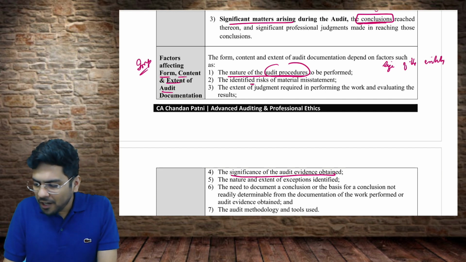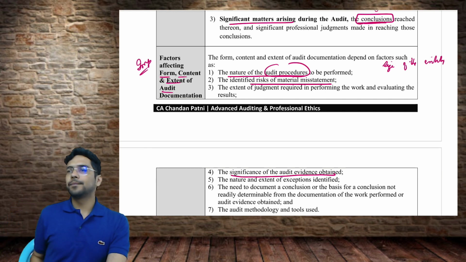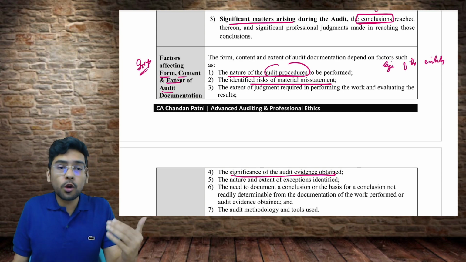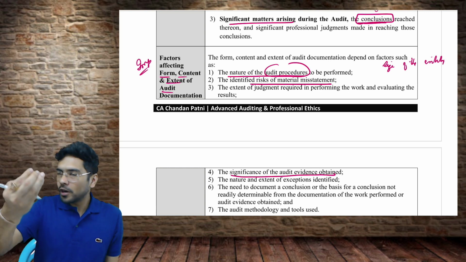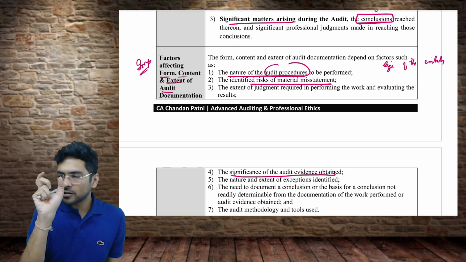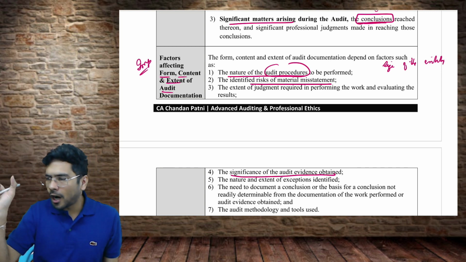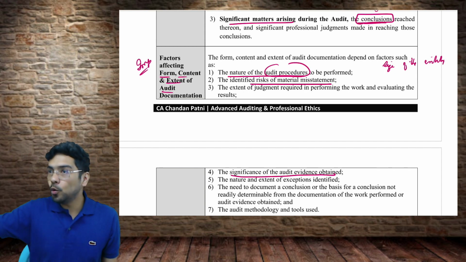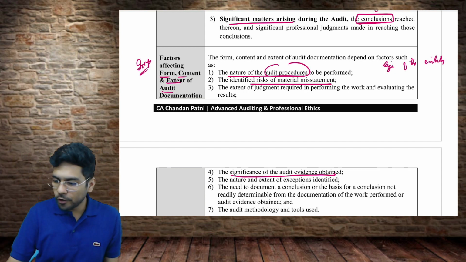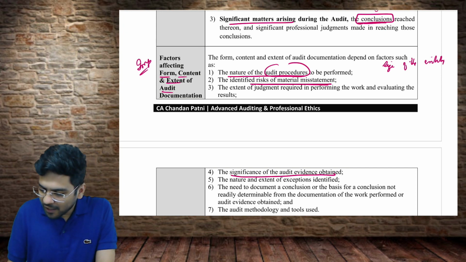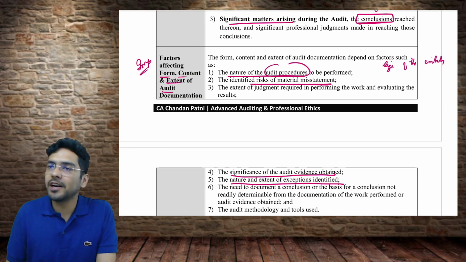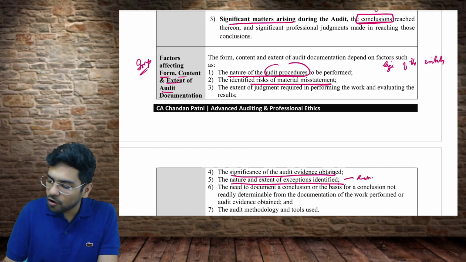Now, identified risk of material misstatement. You have identified a lot of misstatements. So when you have identified a lot of misstatements, will your working papers increase? What was the misstatement found? How has it been tackled? What did management do about it? So again, your working paper is going to increase. So, identified risk of material misstatement. And again we have a point on this: nature and extent of exceptions identified. This is nothing but again risk of material misstatement.